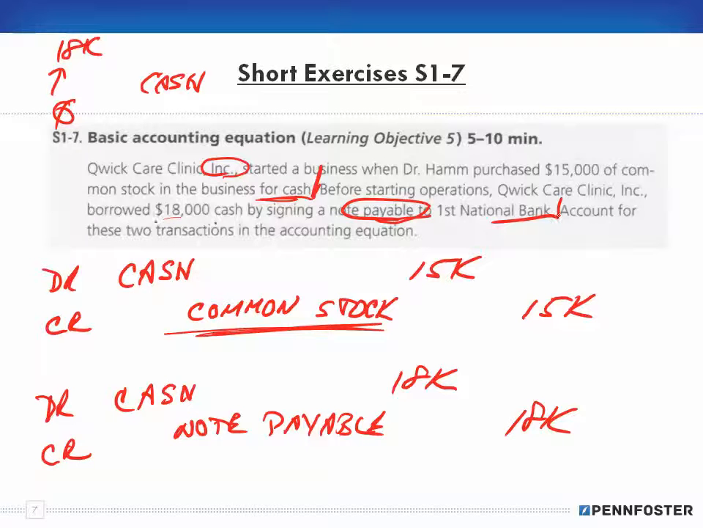Now it says account for these two transactions in the accounting equation. So let me squeeze this in here. In the accounting equation, I have assets is equal to liabilities plus equity. All right, so when it says account for these two transactions in the accounting equation, if I were making journal entries, I would have put these two transactions into the journal.